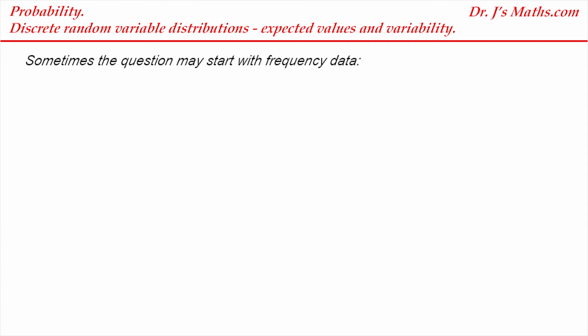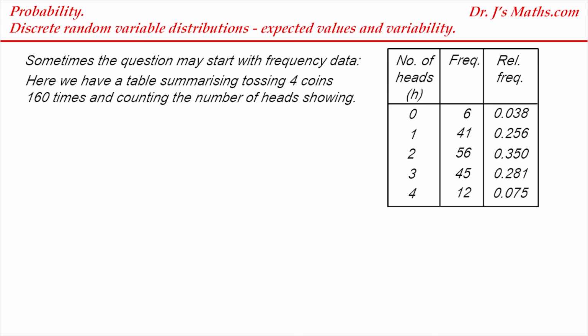Sometimes the question we're being asked may start with a frequency table. In this table here, we have a table summarising tossing 4 coins at once 160 times and counting the number of heads that are showing. So out of our 160 tosses, we had all tails, in other words no heads, 6 times. We had 2 heads, and therefore 2 tails, 56 times, and so on and so forth.